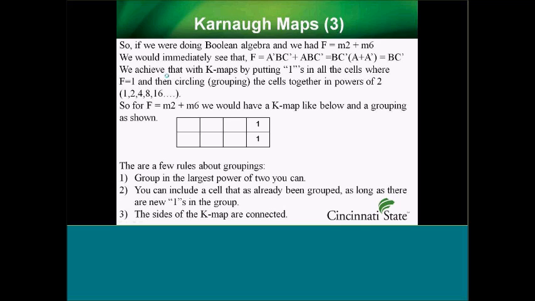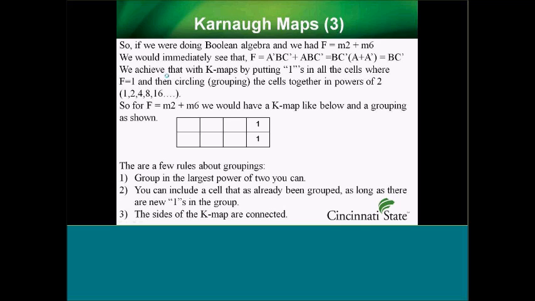Don't circle things in 5 or 6 or some crazy number, because you can't find expressions for that. And the reason you can't find expressions for that is because this is based on the Boolean system. Okay, so we'd have a map that looks like this. And I say, okay, so what we're going to do is the groupings.